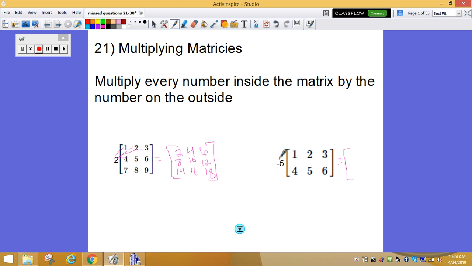Same thing works if it's a negative. Nothing changes. We're just multiplying. So negative 5 times 1 is negative 5. Negative 5 times 2 is, oh, that should be a comma there. It's negative 10. Negative 5 times 3 is negative 15. Negative 20. Negative 25. And negative 30. So again, multiplying matrices, you just take the number on the outside and multiply it to everything on the inside.